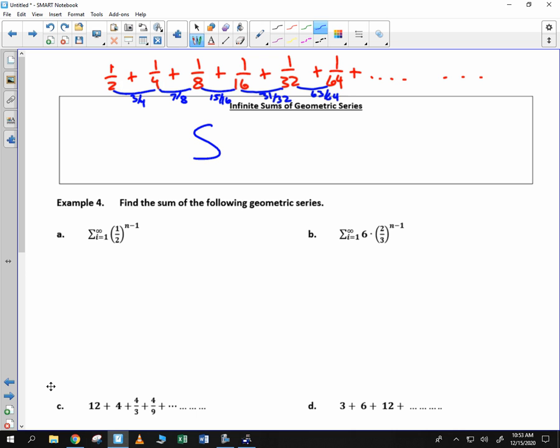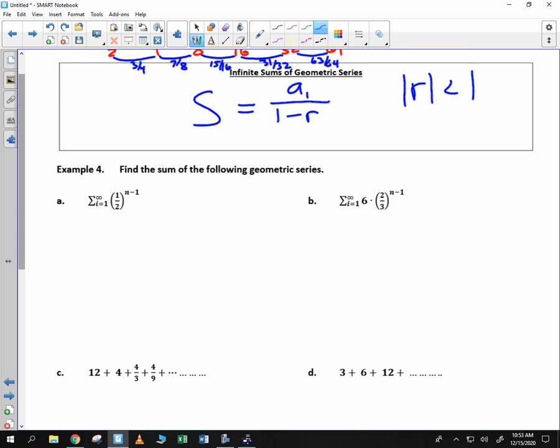The sum of an infinite geometric series is extremely easy to calculate. You simply take the first term and you divide it by 1 minus the ratio. But this important key, the ratio, the absolute value of it must be less than 1. Your ratio must be smaller than 1. So we'll write this out.